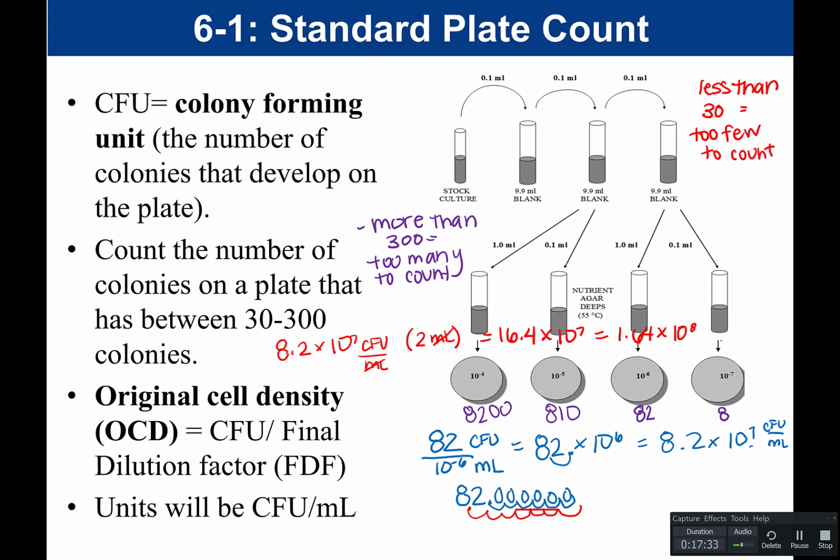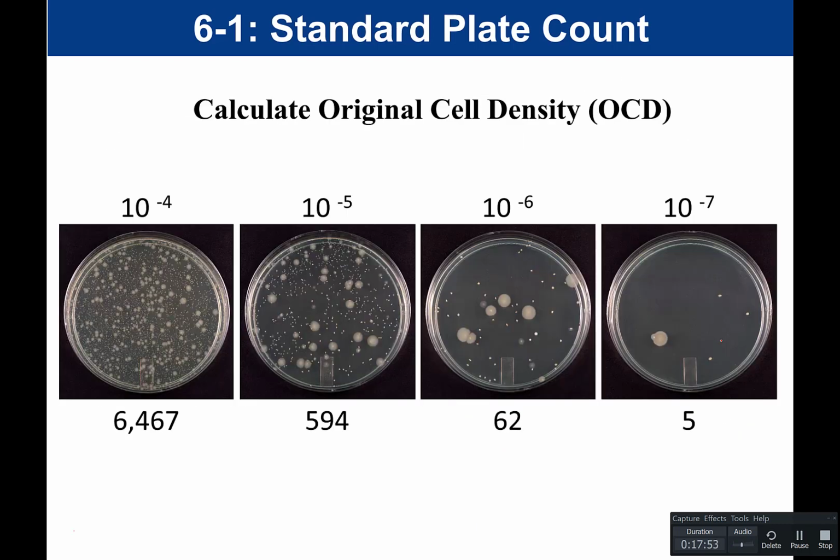On the next slide, I'm going to show you an example of a result that you might get with your standard plate count. What you're going to have to do is calculate your original cell density. You're going to have to determine the titer. So let's take a look. This would be an example of what this would look like.